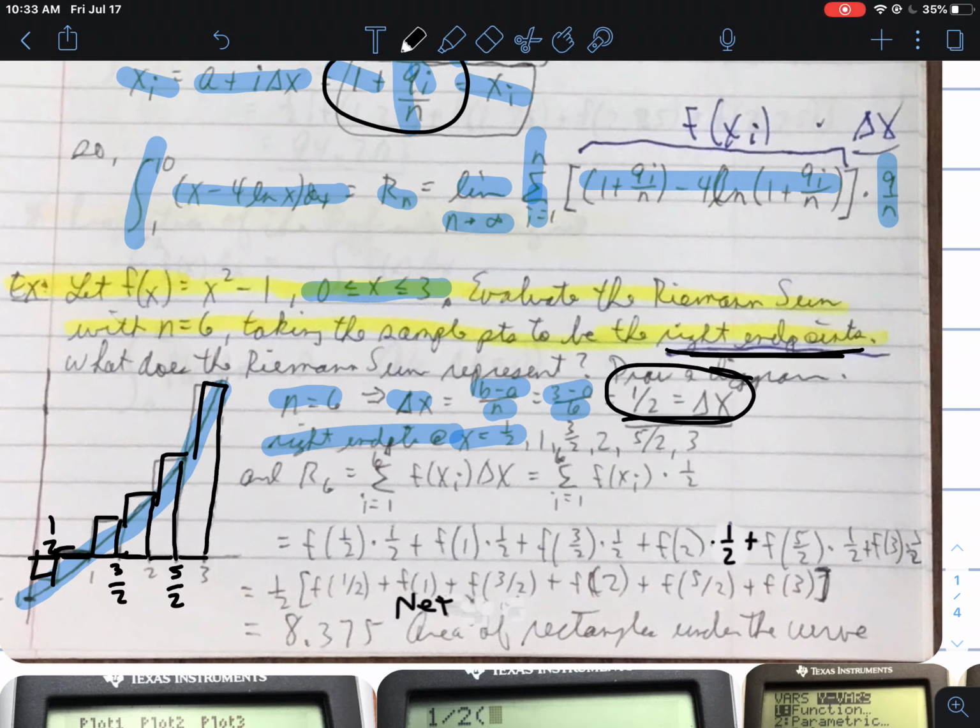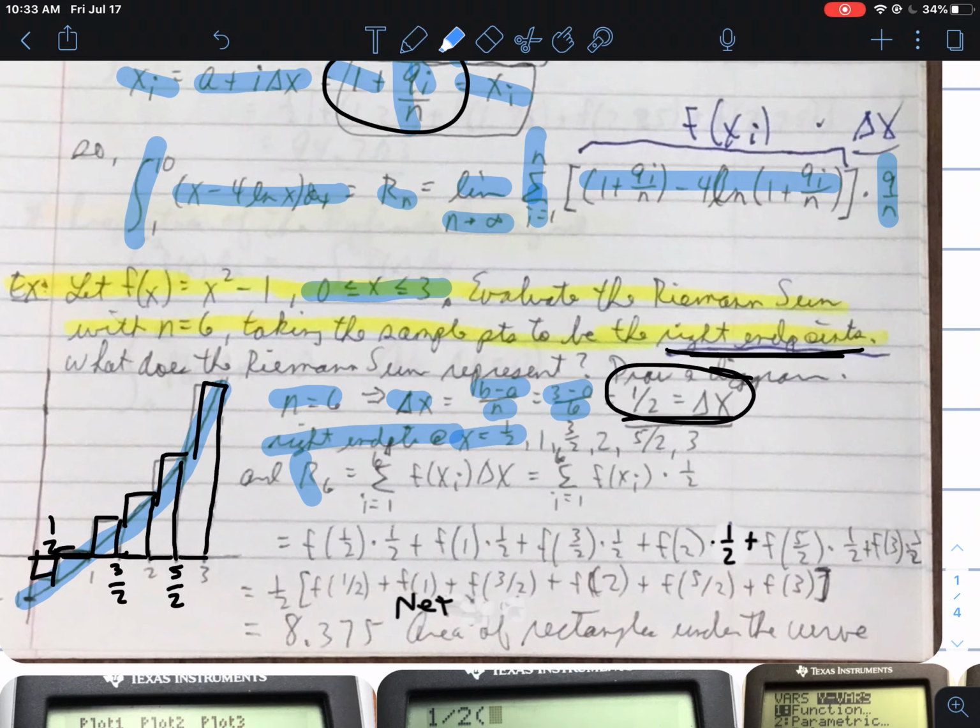And so then we've got each of those rectangles, right? And we can calculate the area using those right endpoints. So f of x sub 1/2, x sub 1, x sub 3/2, x sub 2, etc., times the width, delta x, which is 1/2. So I'm calling this R sub 6 just because we're using the right endpoint with 6 subintervals. It's not that big of a deal, but it's nice to specify. That way we know exactly how we're choosing the endpoints.